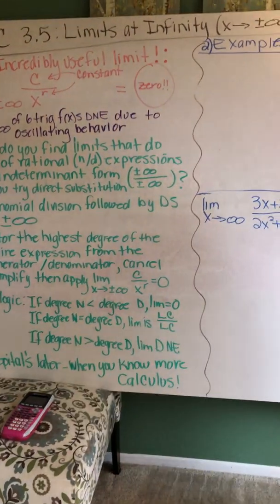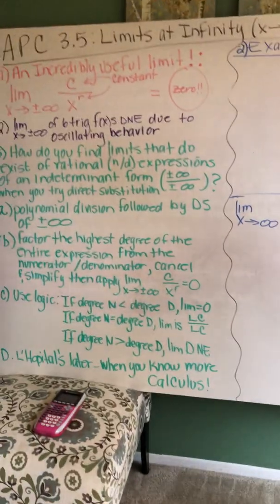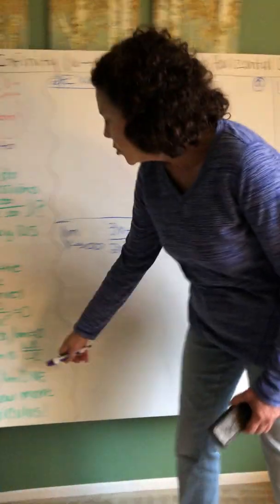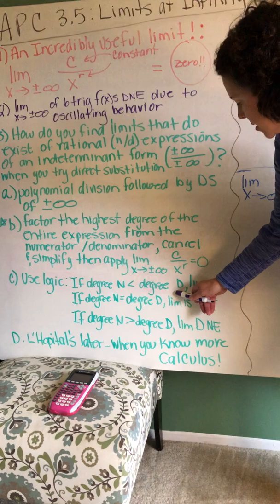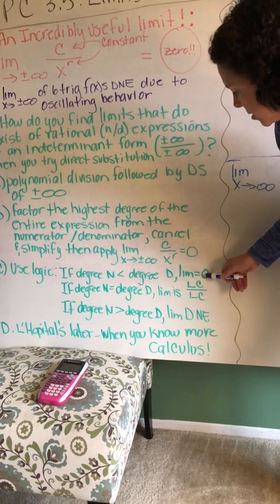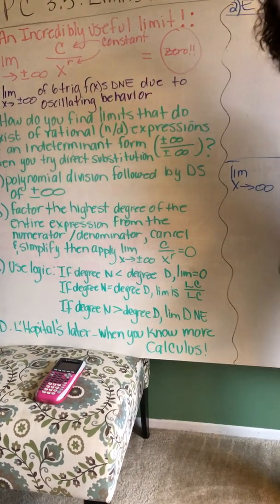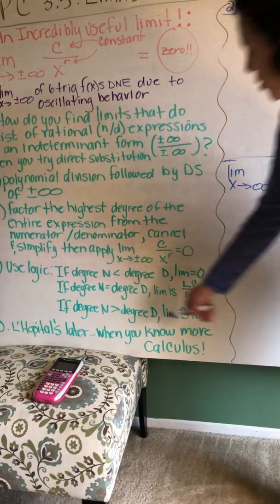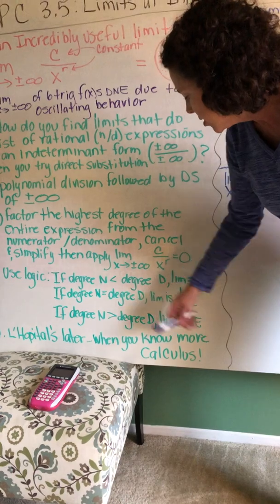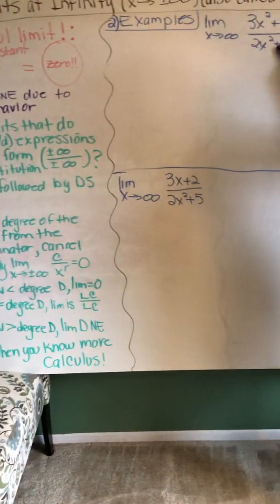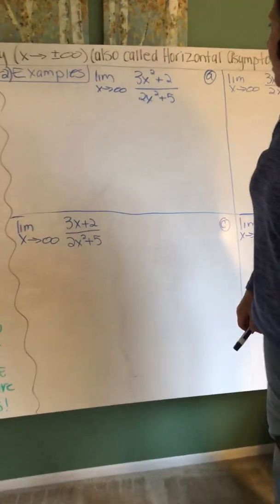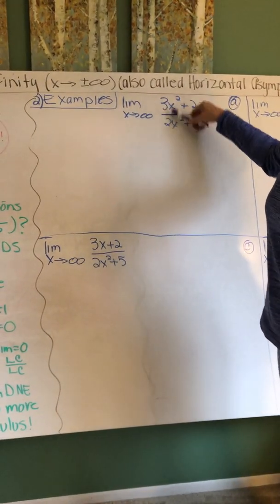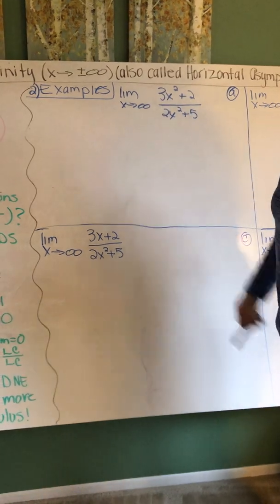Now, another thing you can do that we'll do at the end, you could simply use some logic that we did in pre-calculus. If the degree of the numerator is less than the denominator, then as x approaches infinity, the fraction keeps getting smaller and the limit is 0. If the degree of the numerator equals the degree of the denominator, like in our first problem here, then basically everything cancels itself out except for these leading coefficients, 3 divided by 2.